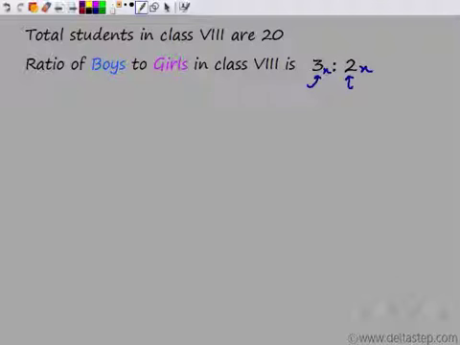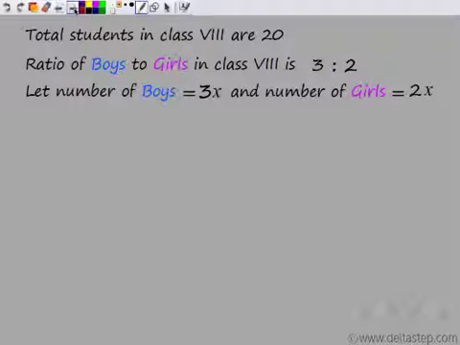Same number, does not change my ratio. So I get 3x and 2x. Now this represents the number of boys in the class and the number of girls in the class. So the number of boys in the class would be 3 times x, that is 3x, and the number of girls in the class is 2 times x, which is 2x.